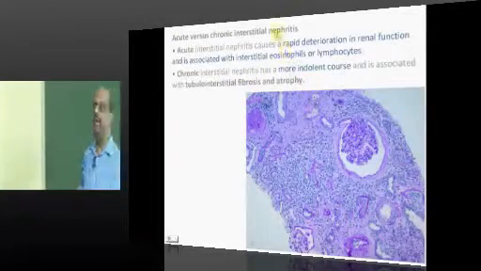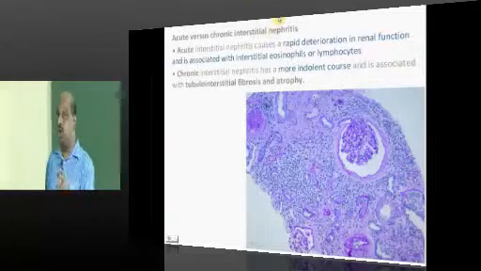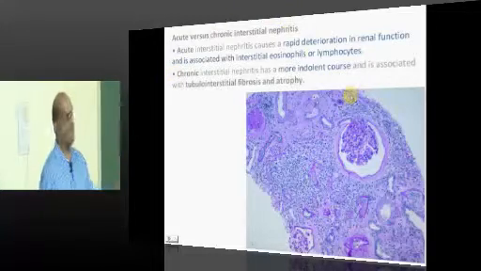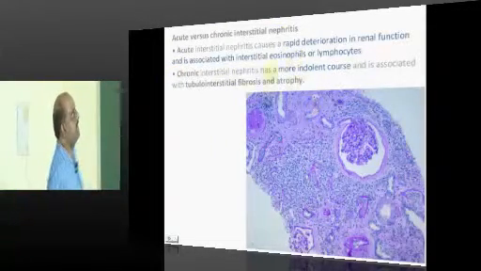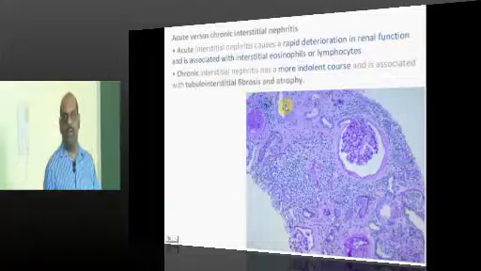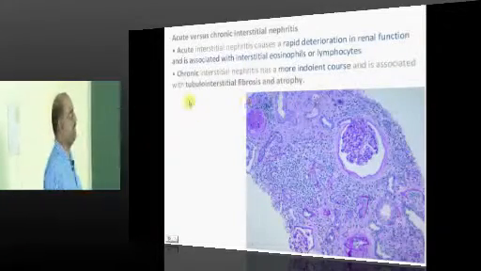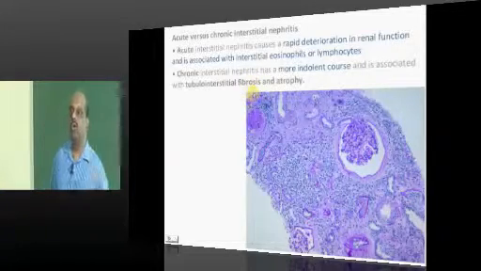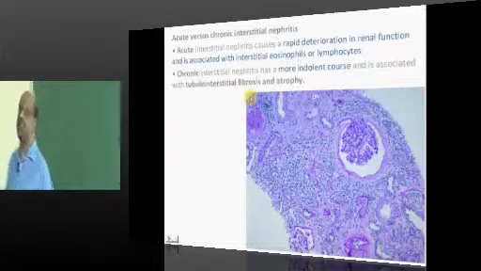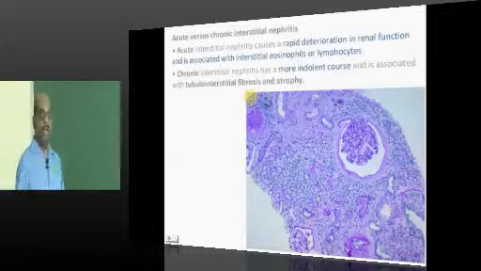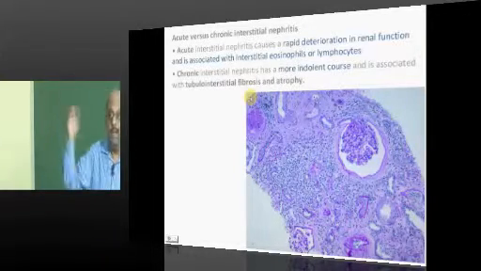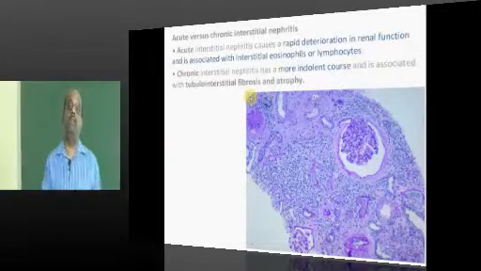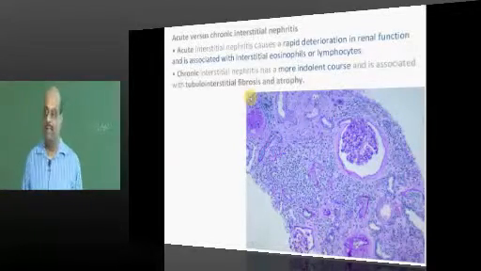Now there is one more entity which is called chronic interstitial nephritis. How to differentiate acute from chronic? Acute, as the name says, rapid deterioration, eosinophiluria is what you come across. In chronic, it is more indolent in course. For example, somebody is manic depressive. That person is receiving lithium for a long period of time. Lithium is a drug which is known to lead to development of chronic interstitial nephritis.